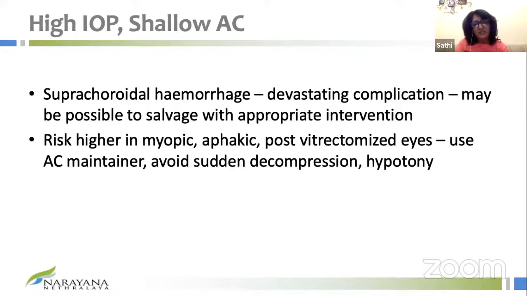Suprachoroidal hemorrhage is a devastating complication. It may still be possible to salvage with appropriate intervention. It's quite common in myopic eyes, aphakic, and post-vitrectomized eyes. In this, you would need to use an AC maintainer, and avoid sudden decompression or hypotony.